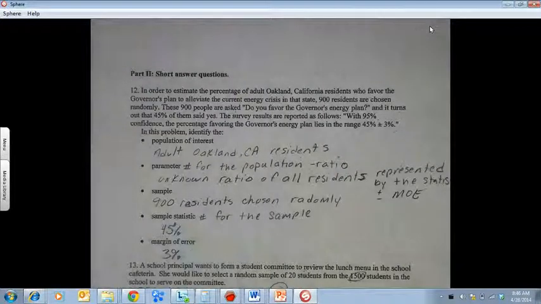All right, take two. Part two, short answer questions number 12. Please take a moment and read through this question, and we'll go through and answer these. The population of interest here are all adults in Oakland, California.